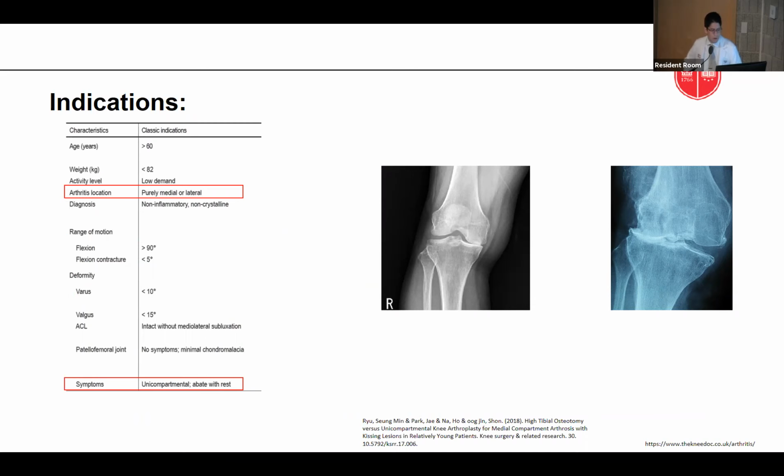And you can see radiographic images of what I'm talking about here. In this first image on the left, the patient has bone-on-bone arthritis in the medial compartment with a healthy contralateral side. And in the image on the right, they have more severe bone-on-bone arthritis on the lateral side with a healthy medial side. So based on these two images, these patients would be candidates for getting partial knee replacements.